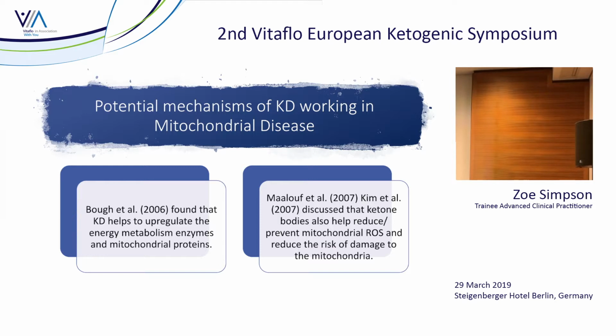Malouf also found that beta-hydroxybutyrate and acetoacetate help prevent neuronal death in the glutamate-induced free radical formation. It is also thought that ketone bodies provide an alternative energy source to cells, which may improve clinical manifestations in some of these mitochondrial diseases.